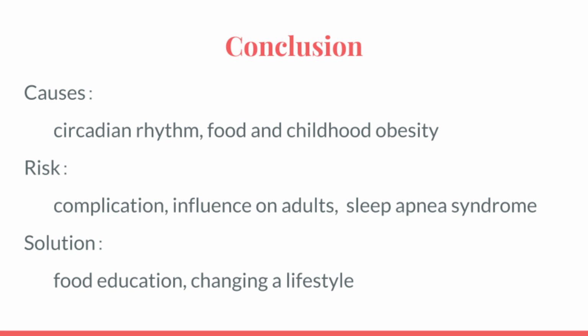In conclusion, we express the summary of our presentation. At first, obesity is mainly caused by three causes, such as circadian rhythm, food, and childhood obesity. Next, we talk about three risks of obesity, such as complication, influence on adults, and sleep apnea syndrome. At last, we introduce two solutions such as food education and changing a lifestyle. We think those solutions should be continued by each parent and children. If so, the number of childhood obesity and adult obesity will decrease.